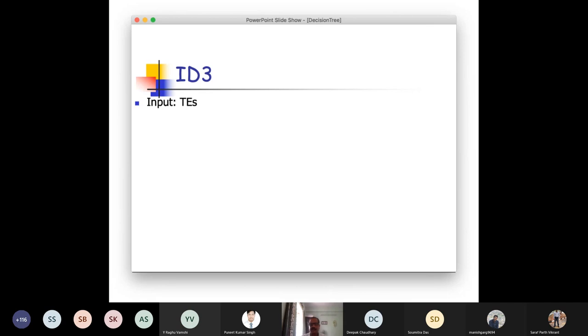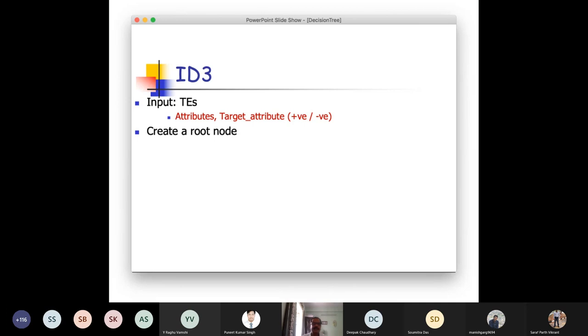Now this algorithm, ID3, this is the algorithm we have been discussing so far. So I will present it in a bit more formal way, with summarization of the steps. So you know that the input should be all these training examples, and the output would be a decision tree which is consistent with respect to these training examples.